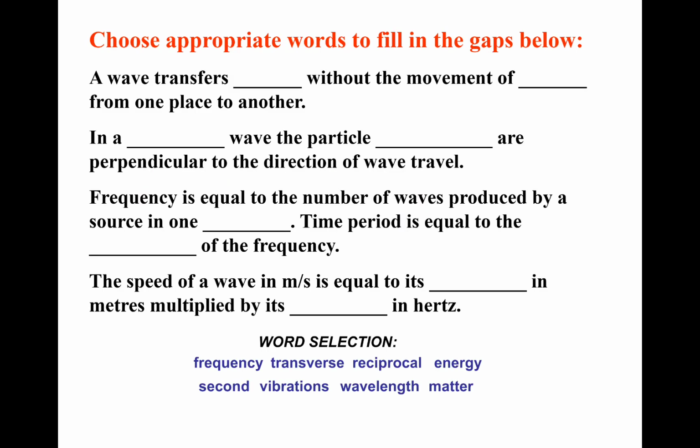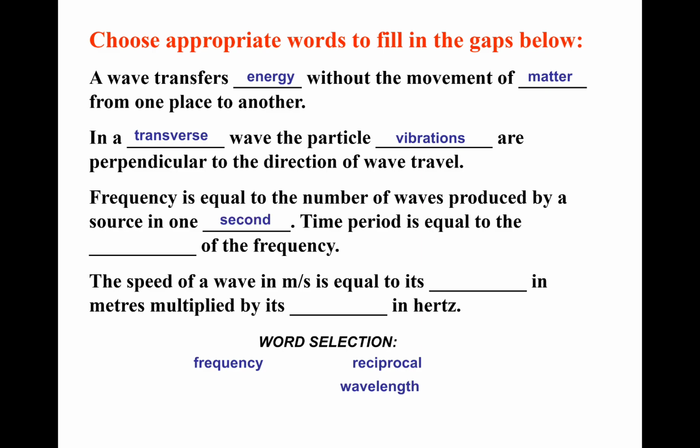So if you want to pause and have a go at this, obviously you can copy the entire thing out and fill in the blanks, or you can list 1 to 8 and just write the keywords where they would go. So I'm going to go for the answers now. A wave transfers energy without the movement of matter from one place to another. In a transverse wave, the particle vibrations are perpendicular, which means at 90 degrees to the direction of wave travel. Frequency is equal to the number of waves produced by a source in 1 second.